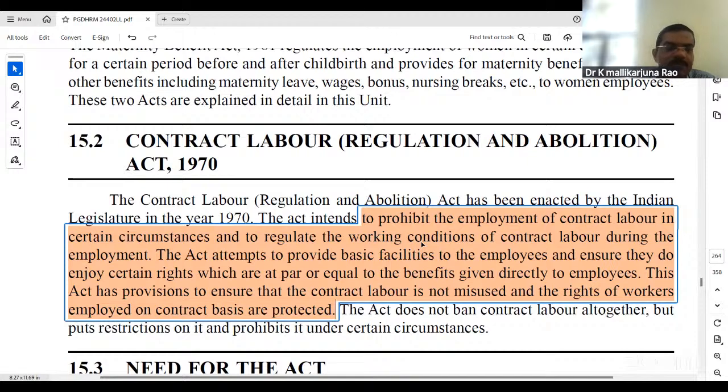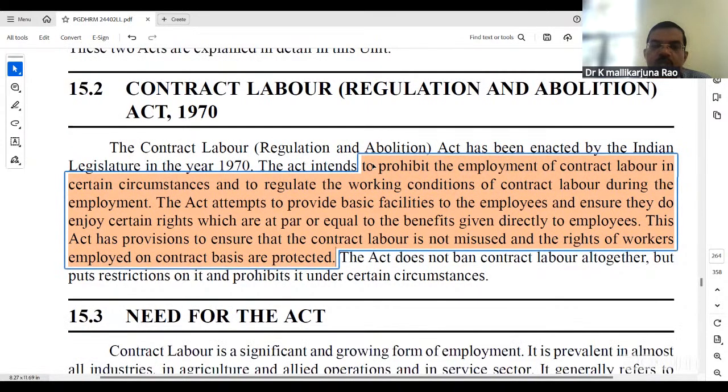This act provides provisions to ensure that contract labor is not misused and the rights of workers employed on a contract basis are also protected. Whoever is working as contract labor or direct labor, both are the same for these establishments as per this Act 1970. This act does not ban contract labor altogether, but puts some restrictions and prohibits it in certain circumstances. So this is the object or purpose of this act.